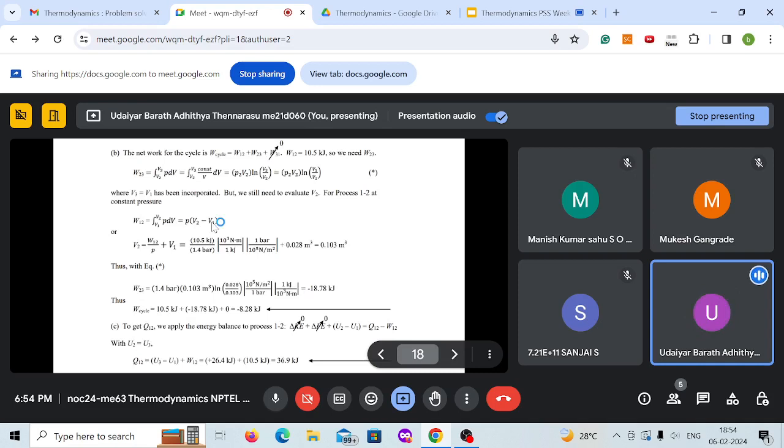Here it is U1 minus U3, but we want U3 minus U1, so substituting the negative, 26.4 plus the work done W12, which we already know from the question, is 10.5 kilojoules. Substituting that, we get 36.9 kilojoules. This is the amount of heat supplied to the system. In the sign convention, heat transfer to the system is positive and work transfer from the system is positive. That we have to remember. That is the sign convention largely used. So Q12 is positive 36.9 kilojoules. This is the amount of Q being taken by the system. So Q12 is 36.9 kilojoules.